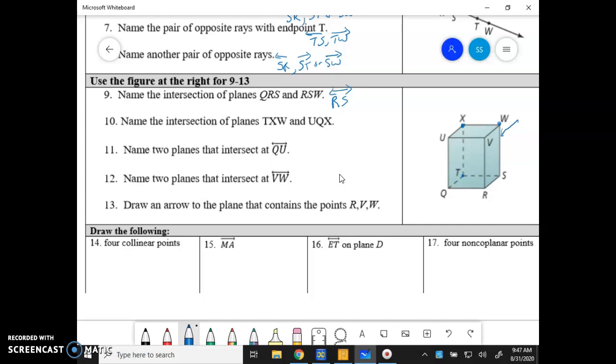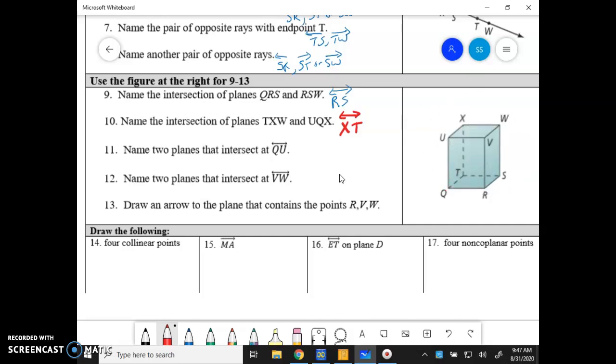And UQX looks like that would be, let's change my color, Q, U, and X is there. So that's that side plane. So if we're talking about this plane over here, this plane back there, the intersection would have to be line XT. XT, put the arrows on top. There we go. All right, next one.